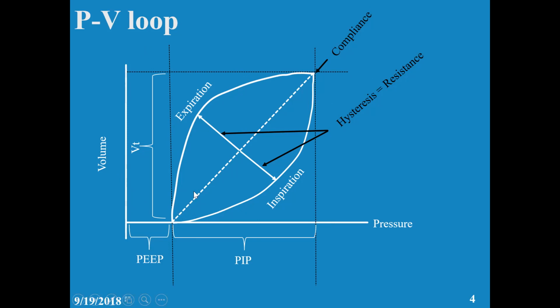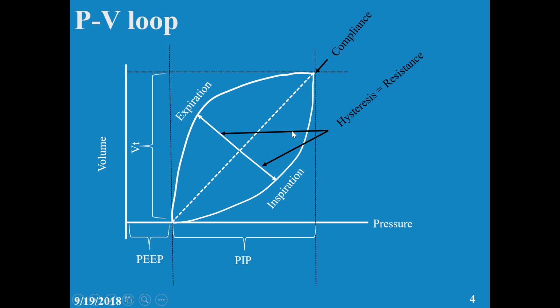So this dotted slope is the relation between the pressure and volume, and this is what we call compliance. If this line goes down, that means we're giving the same pressure but getting less volume, which means the compliance is poor. If the line goes here, we're giving less pressure but getting more volume, and that means we have a better compliance. So the direction of this dotted line or slope represents the compliance.